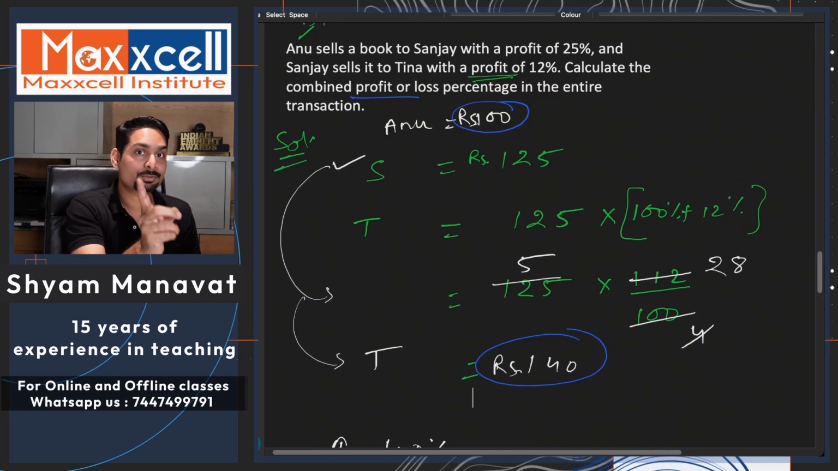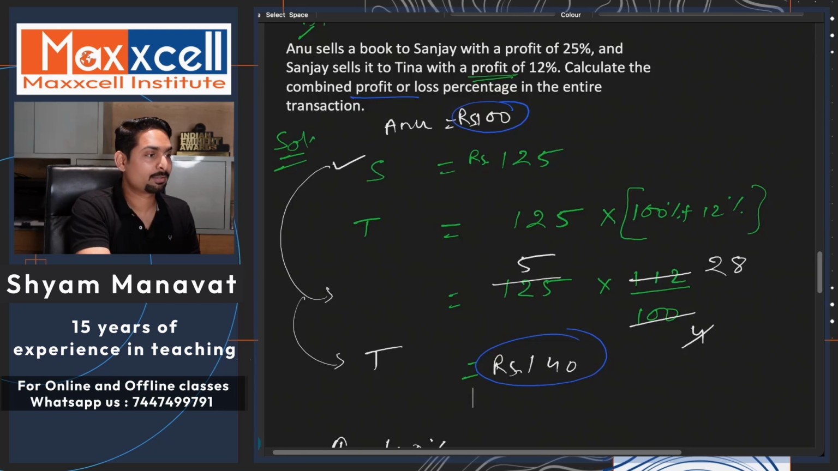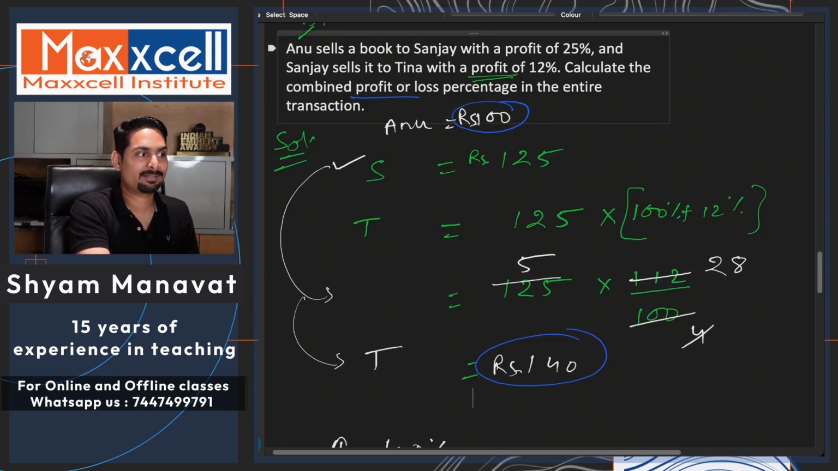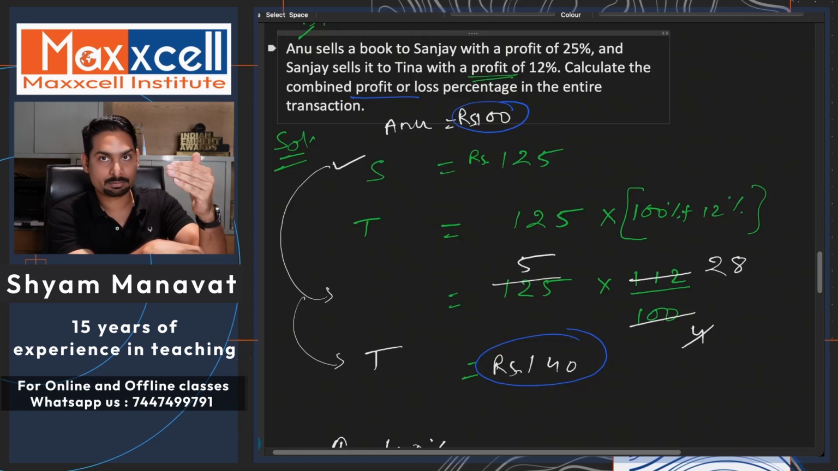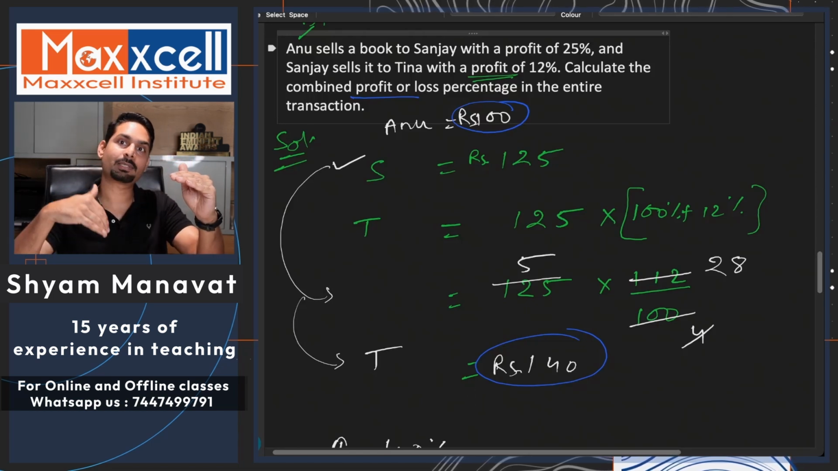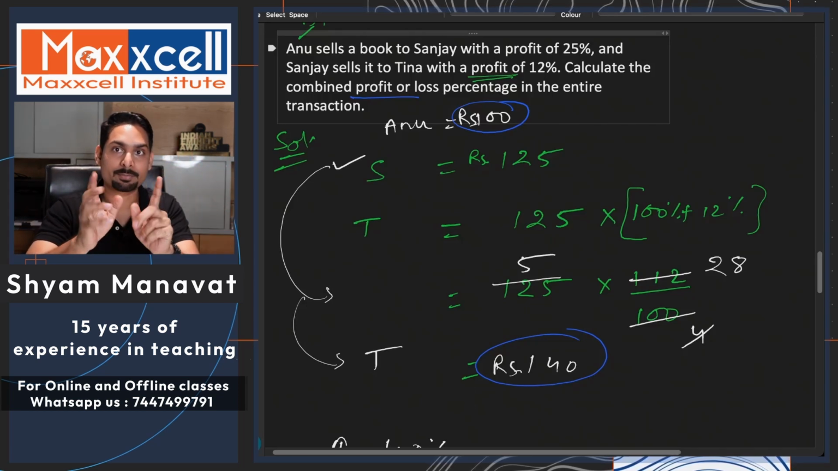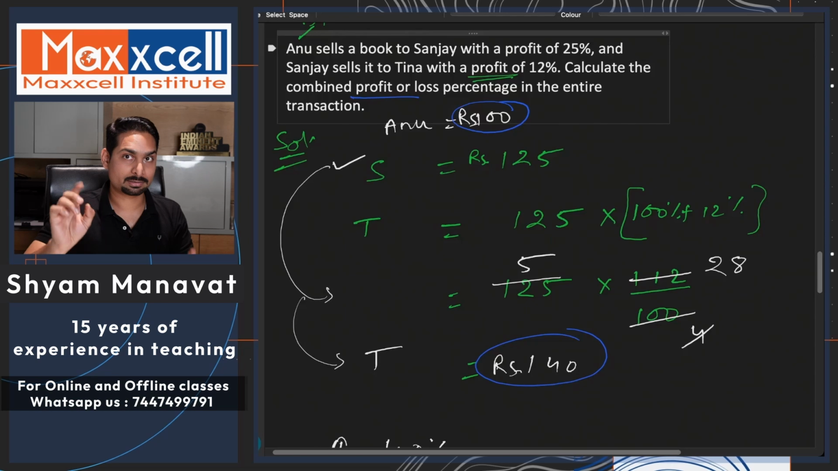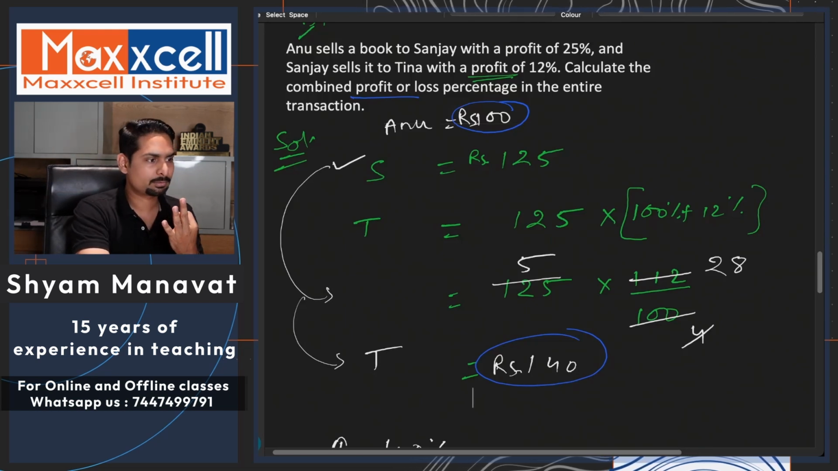So what you should not be doing, don't do. You should not be adding this 25 with 12 directly. That gets you the wrong answer. You don't feel that okay, this is 25% profit, so 25% more, then 12% profit, so 12% more, make it 25 plus 12. That's wrong. Don't do that. Okay, so 3 steps solution.